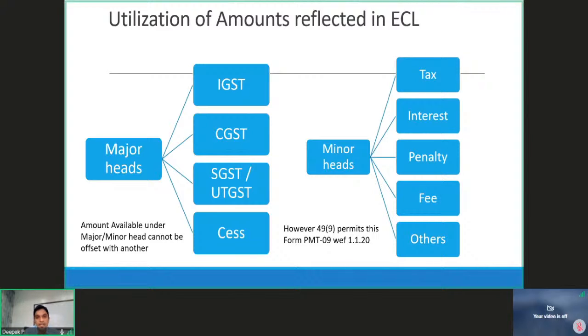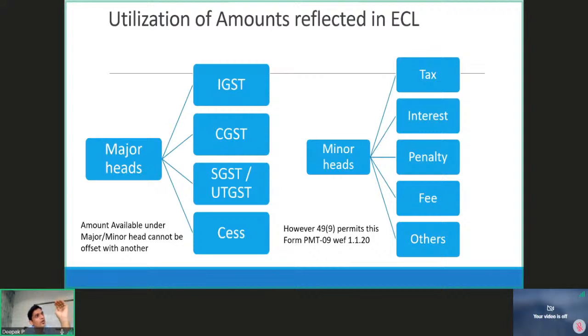You should be careful while making the payment because an amount available under one head cannot be offset with another. If you have an interest liability for an IGST transaction, then the electronic cash ledger of IGST interest should have that much balance. Only then can you make the payment, because in your GSTR 3B return you will select whether this payment of tax is for IGST, CGST or SGST, because each of these is separate. It cannot be clubbed together as a bundle. That's why you have this bifurcation of heads.